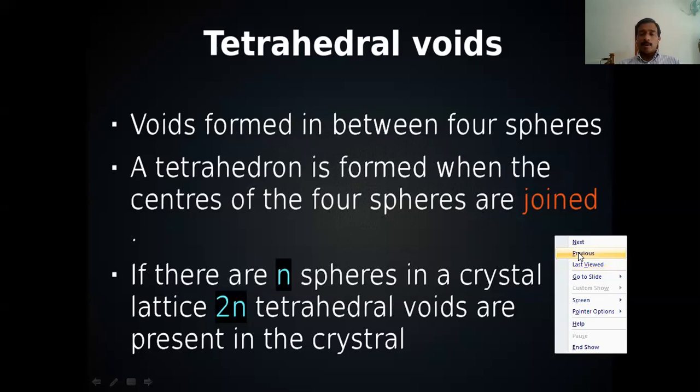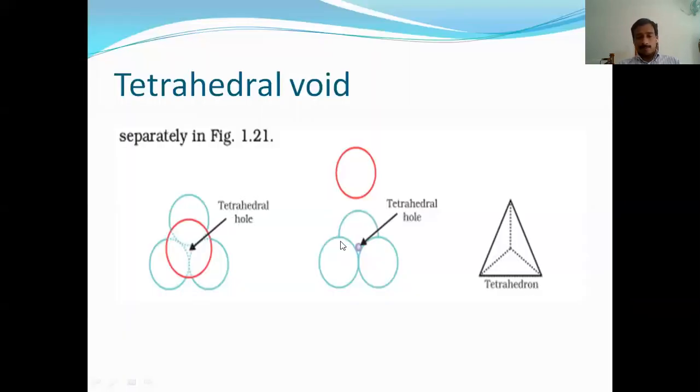So here you can see the figure of tetrahedral void. These three are the spheres of one layer, and this is the sphere of the upper layer. So when this sphere comes over these three, a tetrahedral void will form. When you join the centers of these four spheres, a tetrahedron is formed. So in solids, in the case of HCP and CCP, we can identify tetrahedral voids.